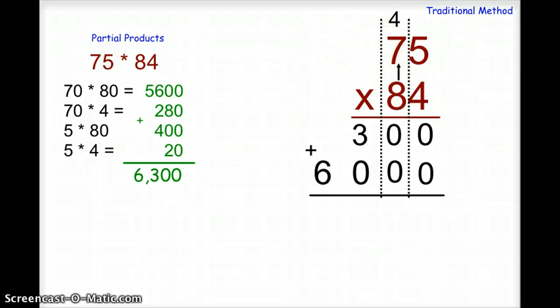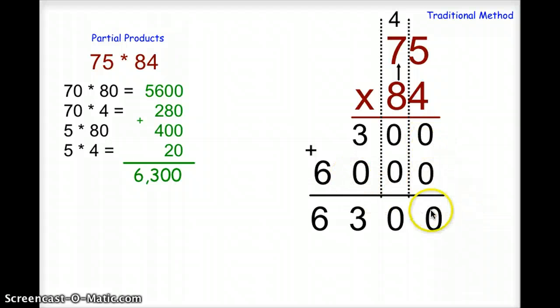because, once again, there's nothing in this hundreds column. Now all I need to do is add those problems back together. 0 plus 0, 0 plus 0, 3 plus 0, 6 plus nothing. So I'd get 6,300. The same result as the partial products, but in a shortcut type of method.